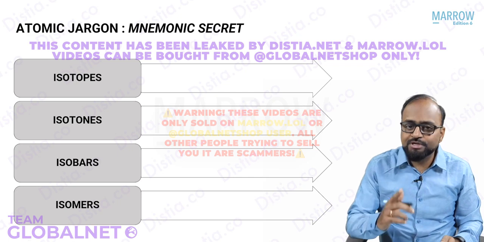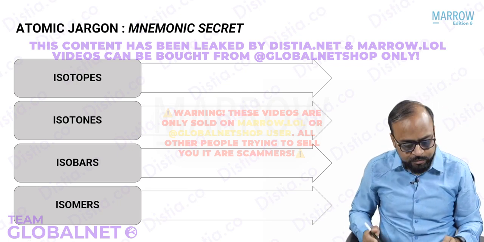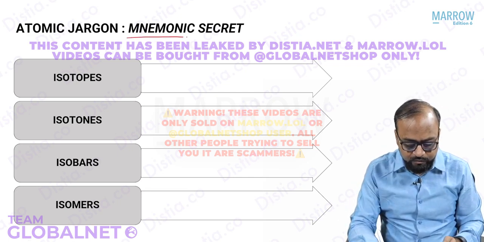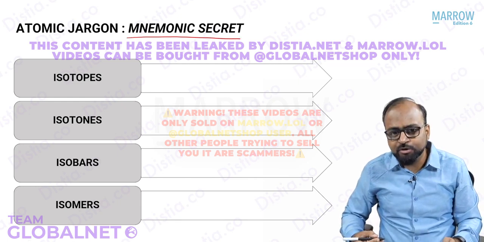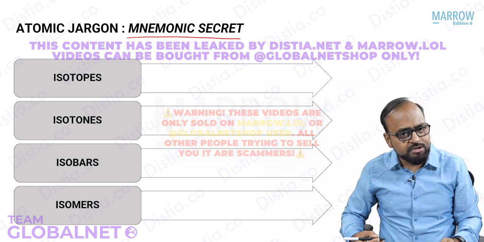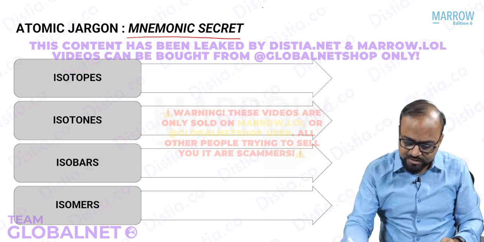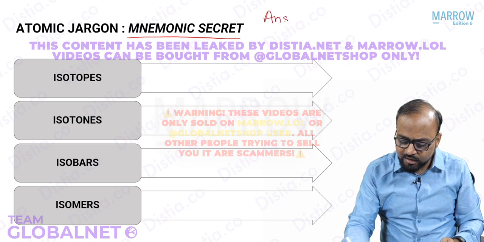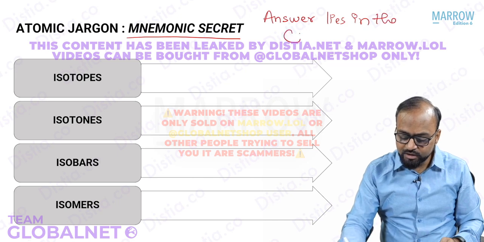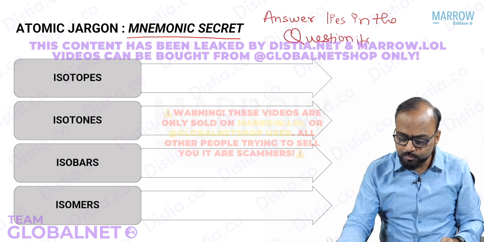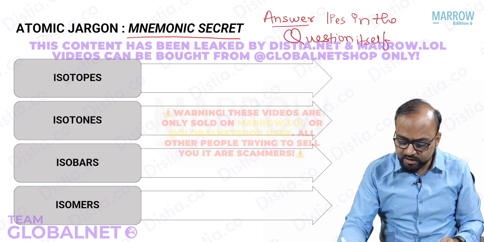So what I'm going to do is spend 5 minutes on these particular terms, and I'm going to apply what is called the mnemonic secret. This is a smart work technique to remember things. What is the mnemonic secret? Remember, the mnemonic secret is that the answer to a particular question lies in the question itself. How is it possible that the answer lies within the question itself?